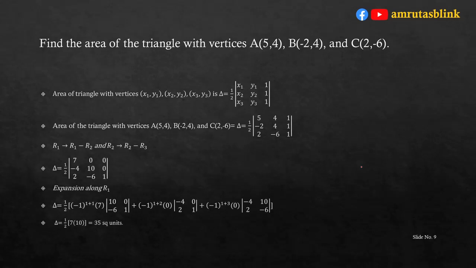Hence it is equal to 1 by 2 into bracket. Now minus 1 raised to 1 plus 1 is plus 1 into 7, and the value of the determinant is 10 minus 0, that is 10. Hence 10 into 7 is 70, 70 divided by 2 is 35 units. So the area of the triangle with vertices A 5 4, B minus 2 4 and C 2 minus 6 is equal to 35 square units.